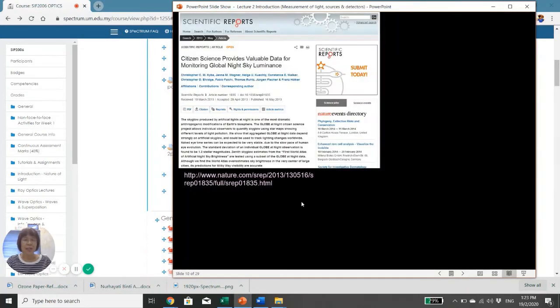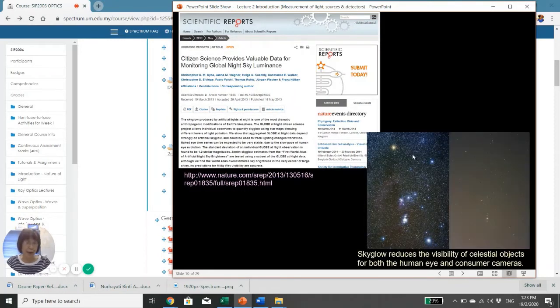So next, here is the collection of data for monitoring the global night sky. And this is the effect. If you have a background of bright light, then you look at this. This is what we should be able to see. But nowadays, in the city of Kuala Lumpur, you hardly see any of the stars.